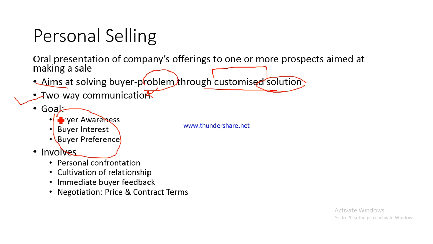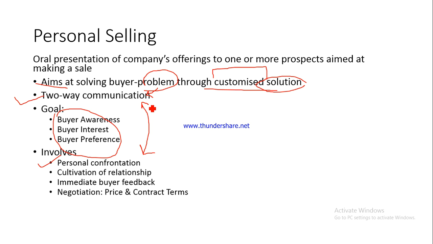Now let's talk about what personal selling involves. It involves personal confrontation. What do we mean by this? Personal confrontation is when the buyer and the salesperson are in a two-way communication process, and they are confronting each other, which means they are basically asking questions, posing queries. Their queries are getting answered. They are voicing their doubts, showing their true feelings. So this is what personal confrontation is. This is possible in personal selling.